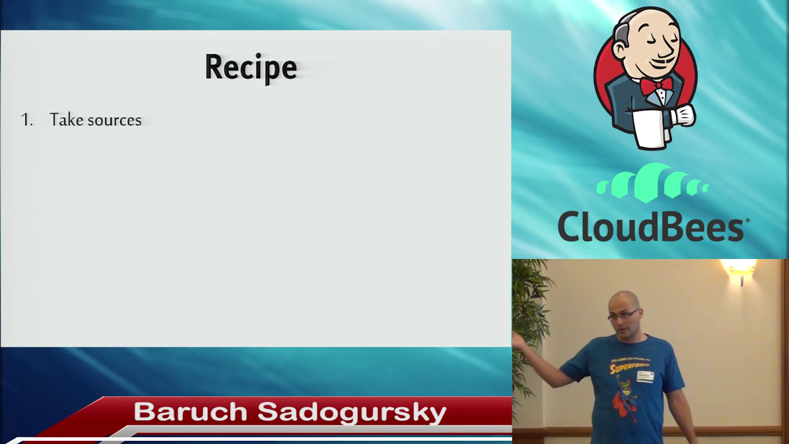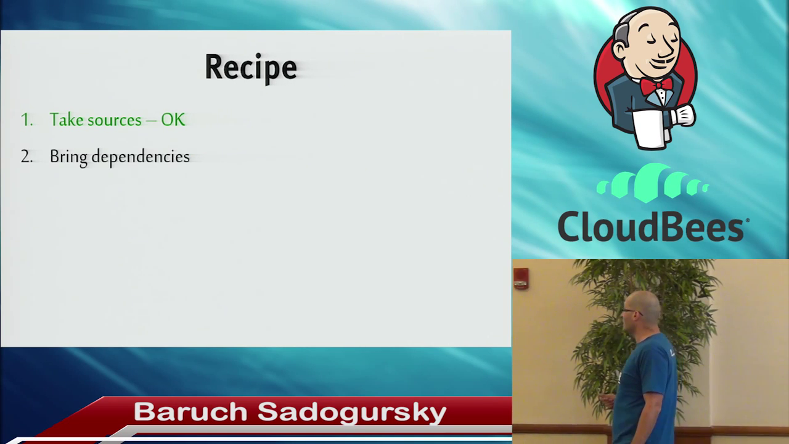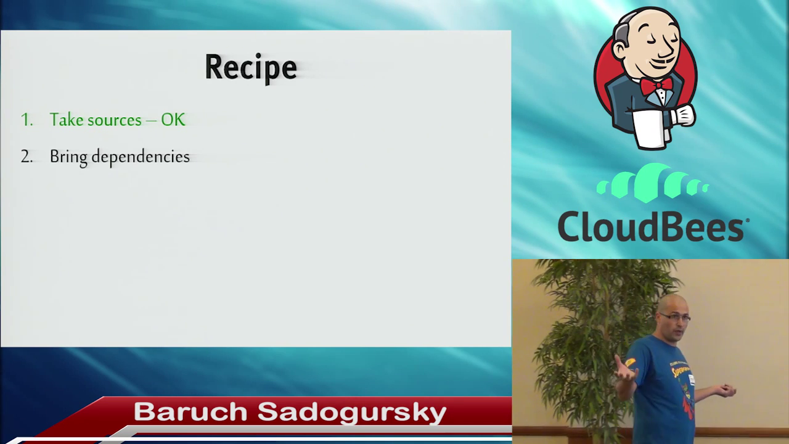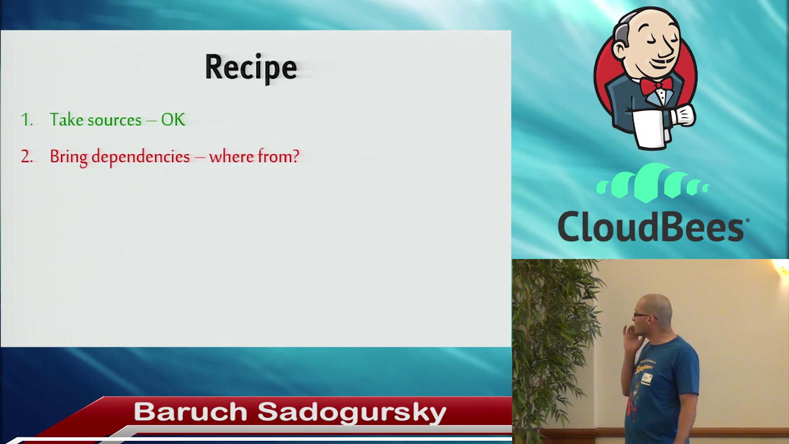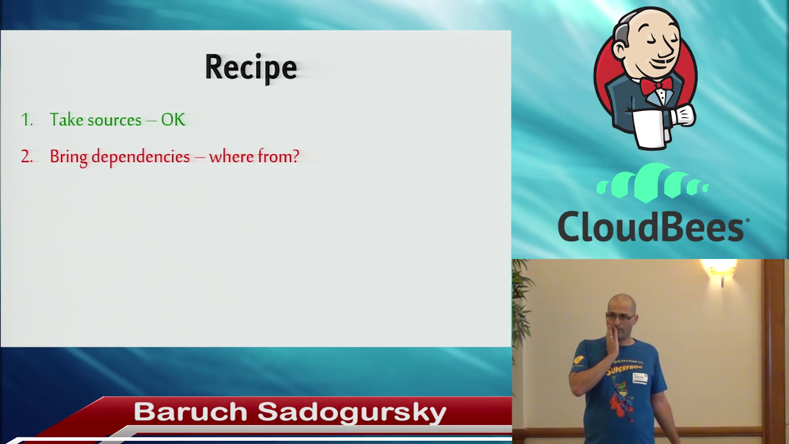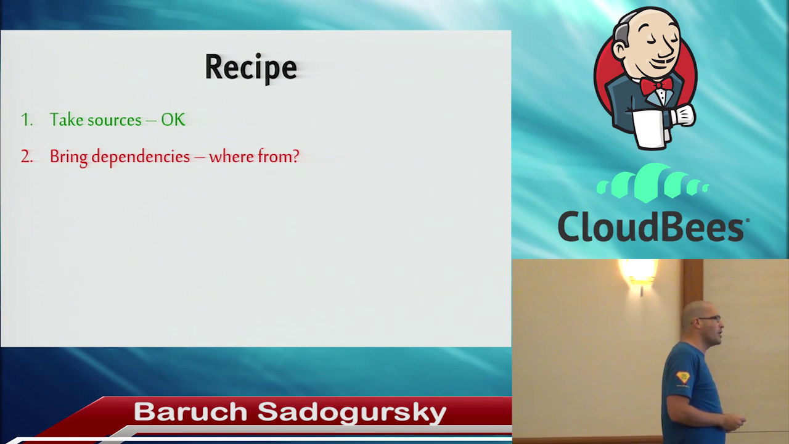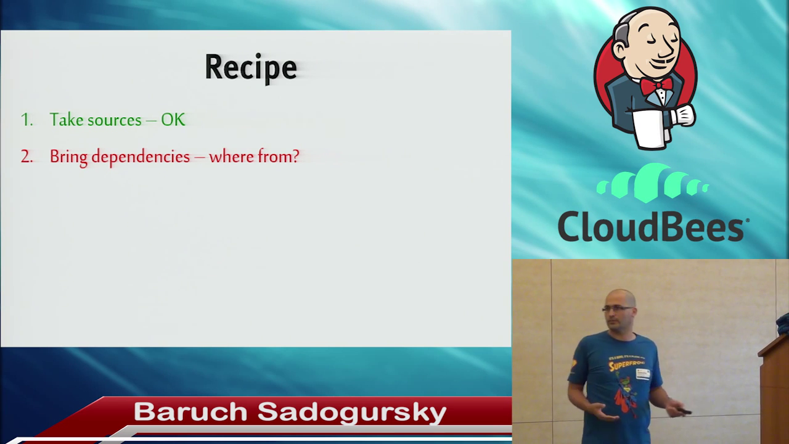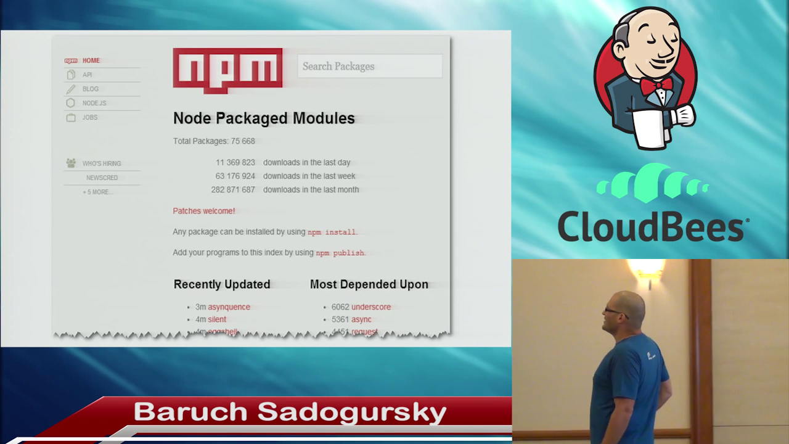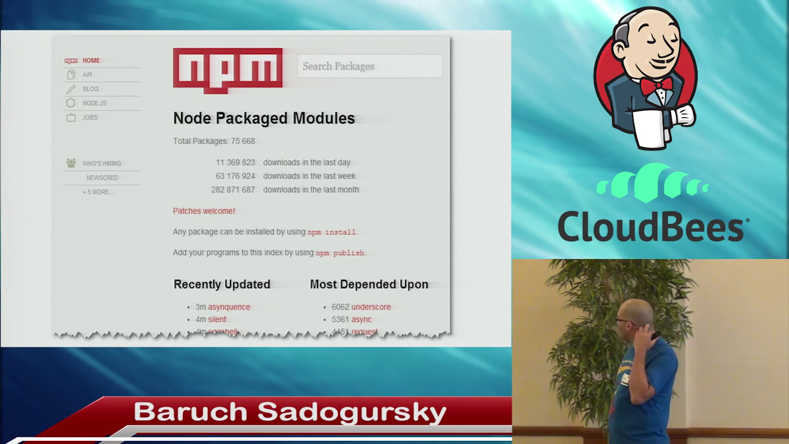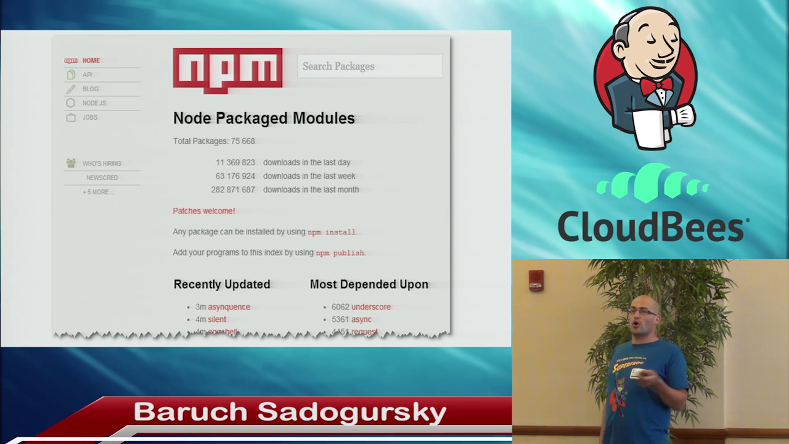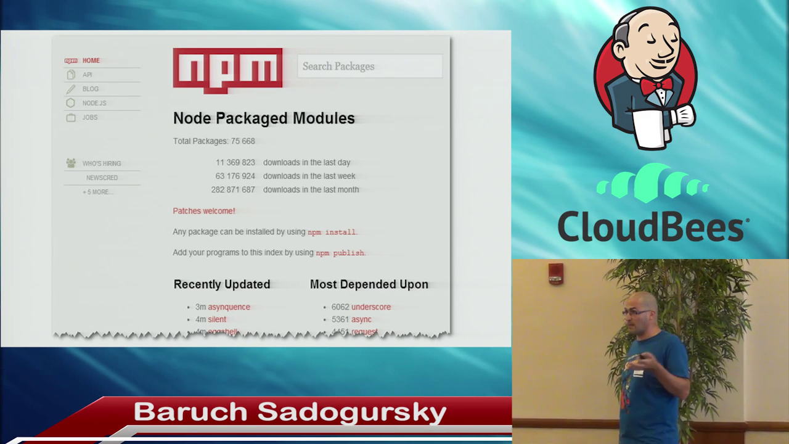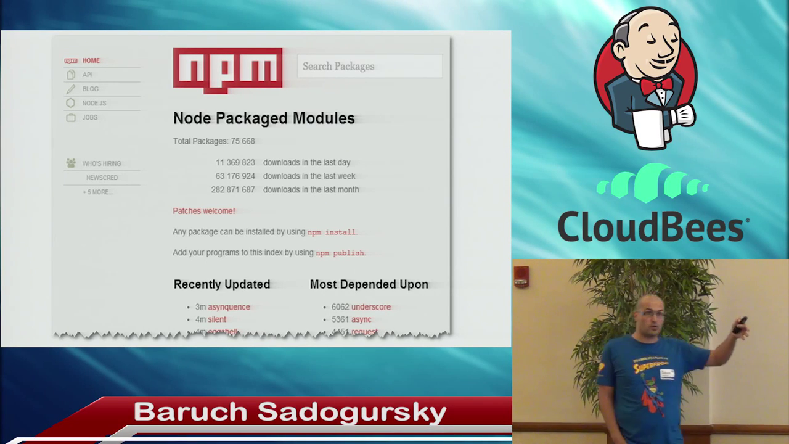You need to take sources from wherever you keep them, and then you need to bring the dependencies in order to test your software before you actually build a package. And here is an interesting question: where do you bring the dependencies from? When we are talking about npm, where do we bring the dependencies from? From the registry. Yeah, you already have a t-shirt, no t-shirt for you. So here you go, the npm registry. This is a site which hosts the npm packages for everyone, and when you install dependencies, this is where npm goes by default.